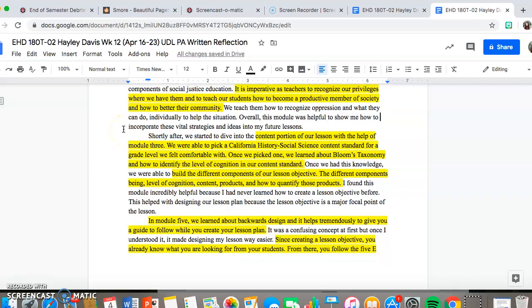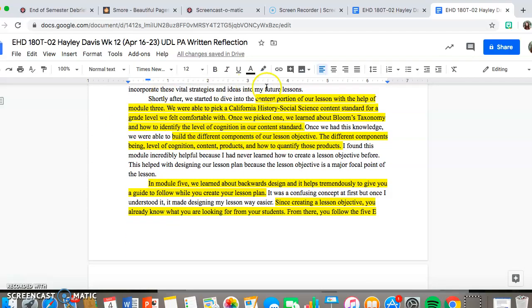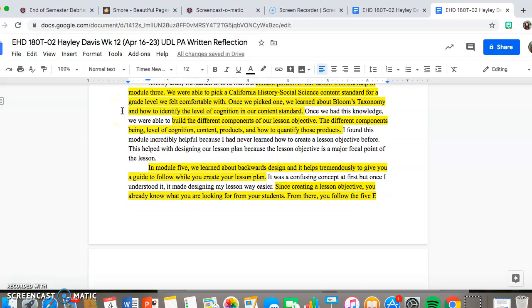And then in Module 3 we looked at the content portion of our lesson, and we were able to look at the California History Social Science content standards. My group chose the third grade level, which we were comfortable with. And once we chose a content standard that we thought would work for our lesson, we then learned about Bloom's taxonomy and how to identify the level of cognition in our content standard, which is incredibly important.